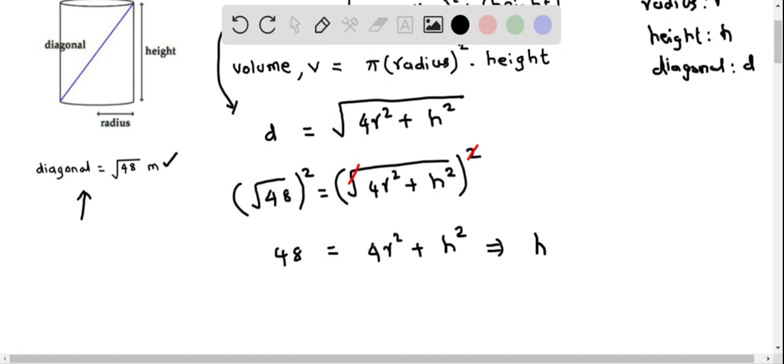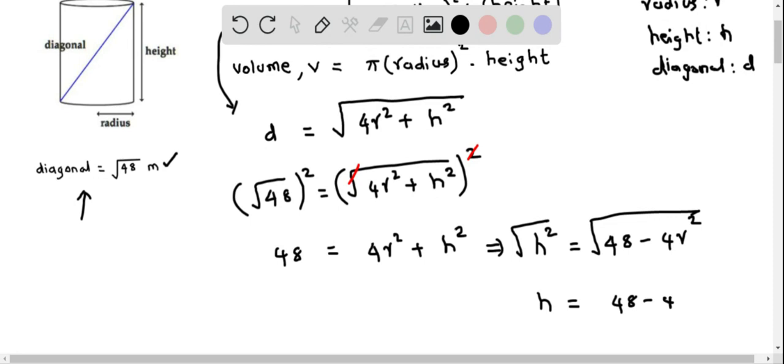So first, let me solve for h squared by subtracting 4r squared from both sides. Therefore, we get h squared equals 48 minus 4r squared. We then take the square root on both sides so that we solve for h. So we get h equals the square root of 48 minus 4r squared.